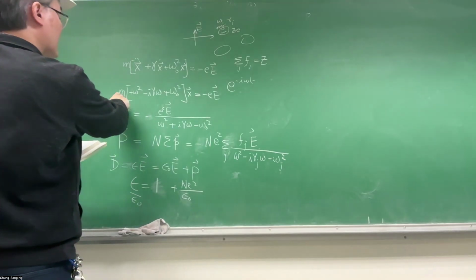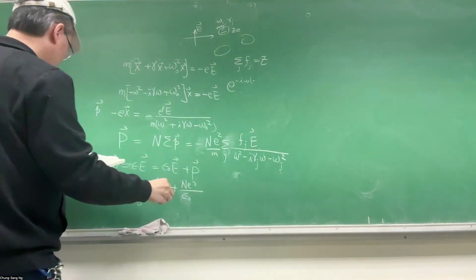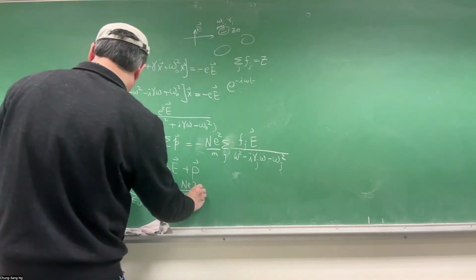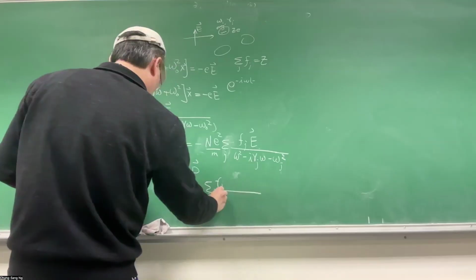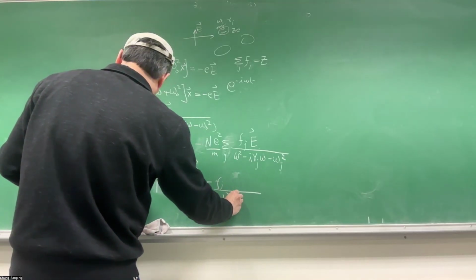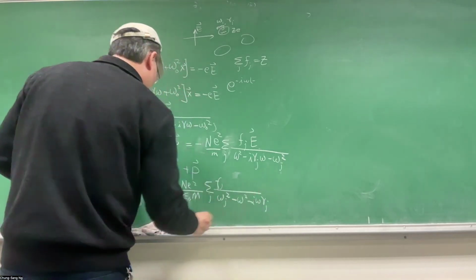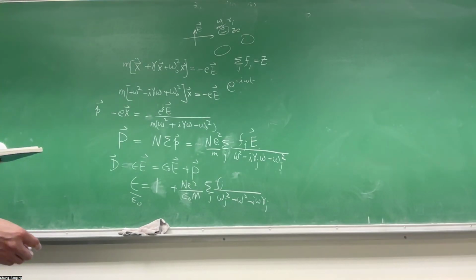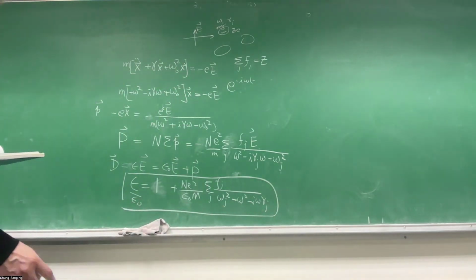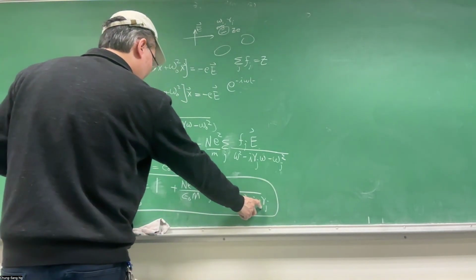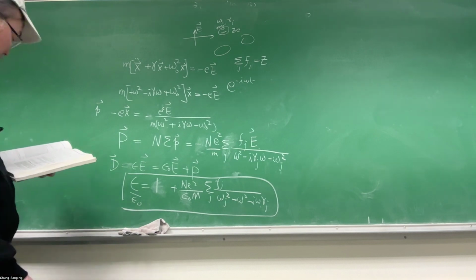I forgot to divide it by m. There's also m, and m sub j, sum over j of f sub j, and change that to a negative of this: omega 0j squared minus omega squared minus i gamma j omega. So that is how you derive the dielectric constant that depends on frequency. So you have omega here, omega here. Okay, so the derivation is straightforward.